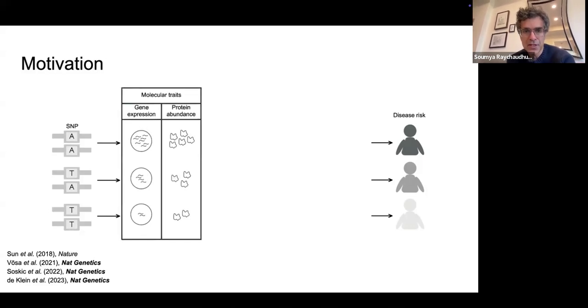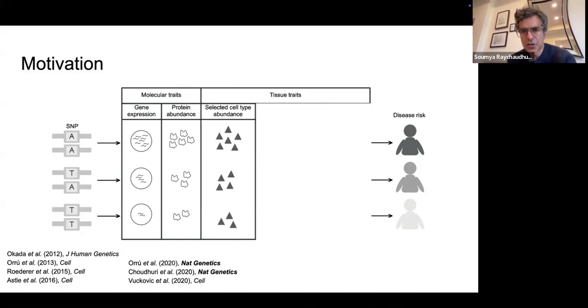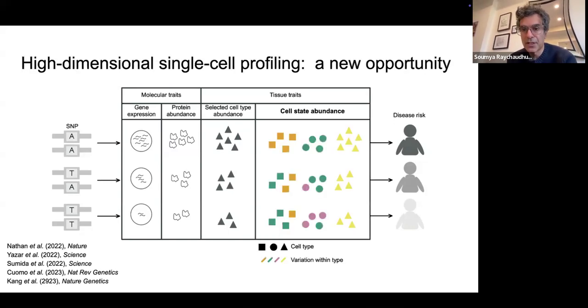Now we know from a lot of studies from our group and other groups that SNPs can affect the level of expression of an individual gene. If a SNP alters the expression of an individual gene, perhaps it can alter expression of a protein. But what does it do at the tissue level? Are there cell states that are affected? Are there selected cell types that become more abundant or not? Are there more subtle changes at the cell state level? And that's what we want to answer with GeNA.